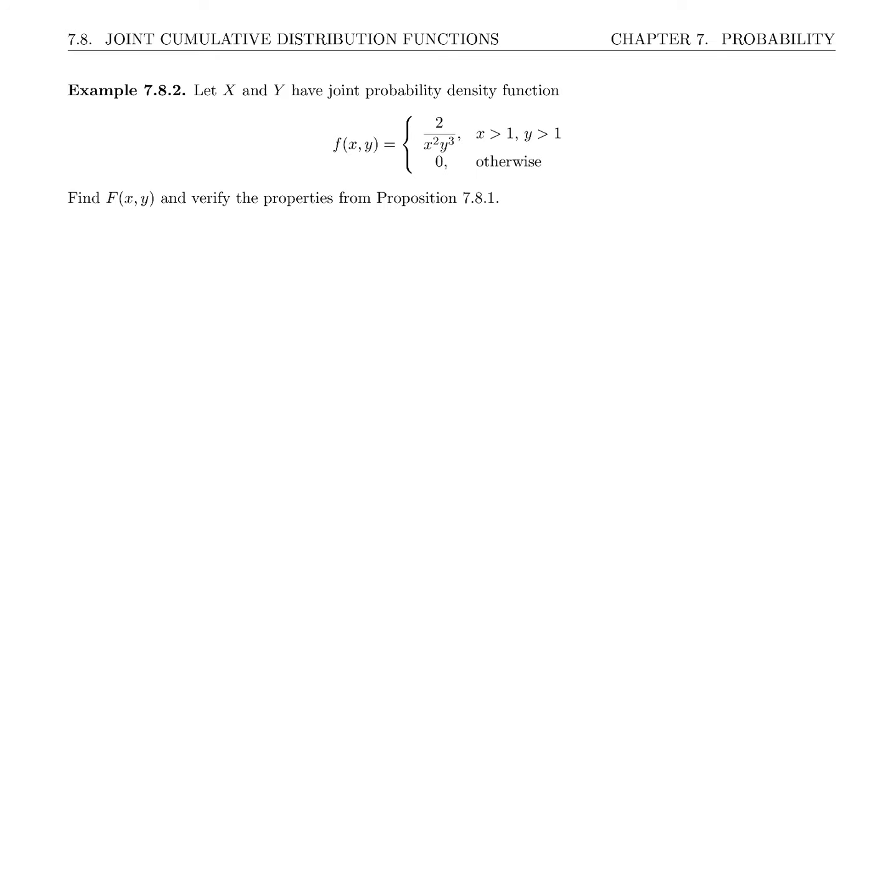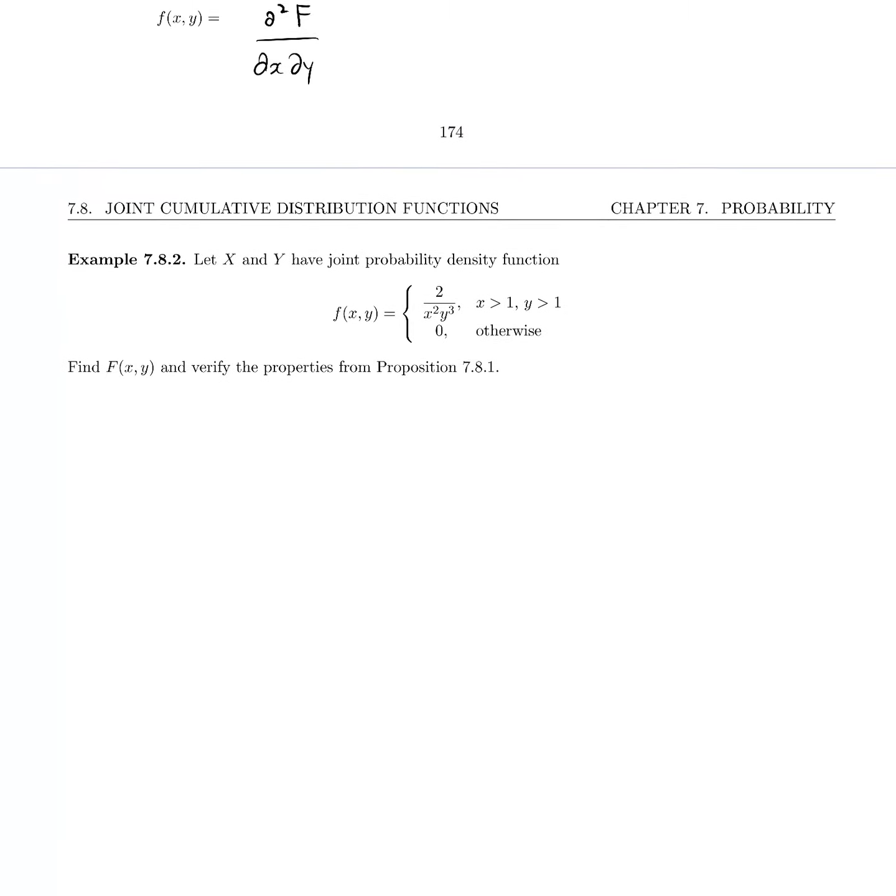In this video, we are going to start example 7.8.2. So let x and y have the joint probability density function given here, and we're asked to first find the joint cumulative distribution function, and then verify the properties from proposition 7.8.1 that we saw in the last video. So we're going to start with the properties in the reverse order.